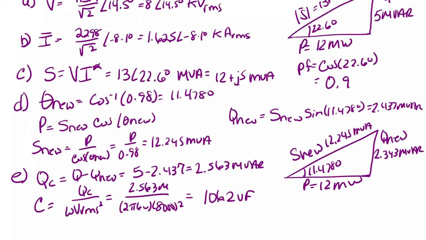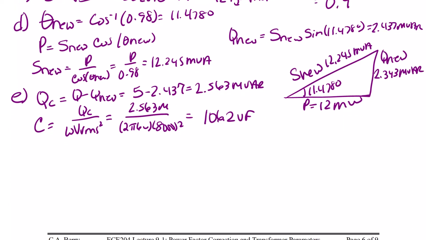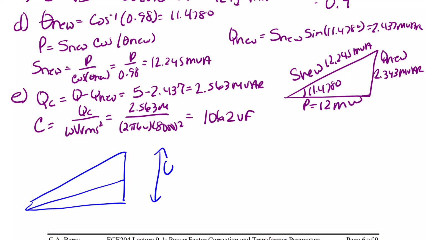Okay. So to finish, we are going to draw our before and after power triangles, our before and after phasor diagram, and that will conclude our introduction to power factor correction. So we're going to have our triangle here. Okay, and remember the whole thing is Q again, where Q is 5 mvar. Okay, QC is here, the part we subtract off. That's 2.563 mvar. And here is the new Q, which is 2.437 mvar.